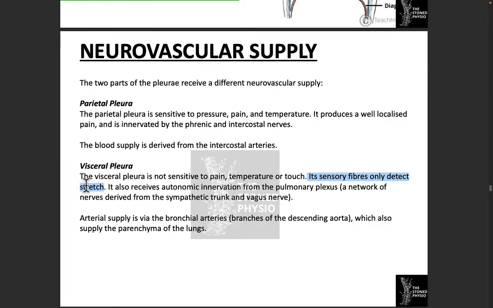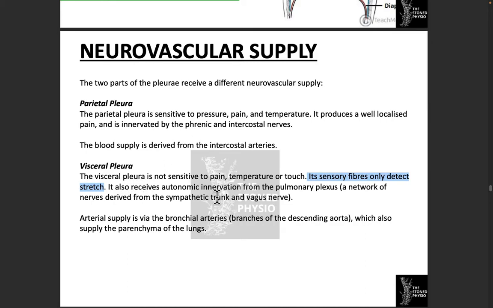It means the visceral pleura is stretch sensitive, but it is not pain sensitive, nor touch or temperature sensitive. Let's remember this. But if we talk about the parietal pleura, the outer layer, we can say that it is sensitive to pain as well as pressure and temperature. Simply, the parietal pleura is sensitive to pain, pressure, and temperature.